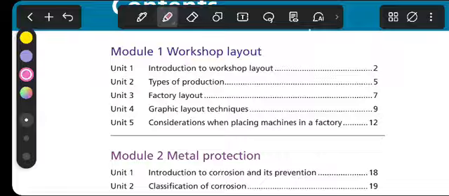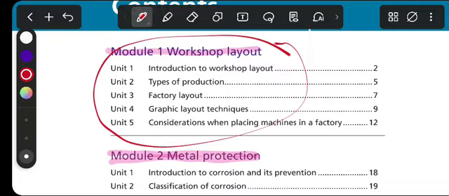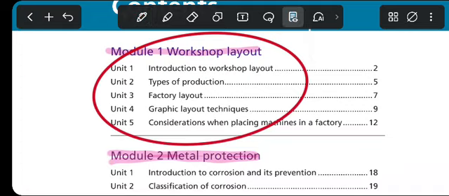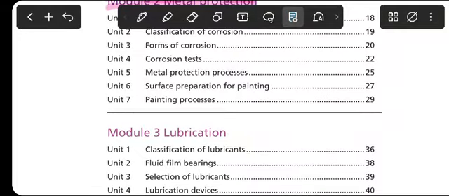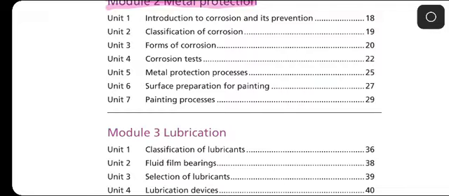In the previous chapters, I did the workshop layout, everything about workshop layout. Now in this video, we'll focus on Module 2, metal protection. If you have not done the workshop layout, please check that video. Then I want us to focus now on metal protection.